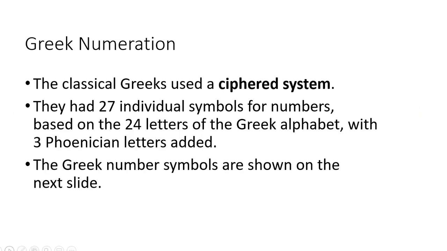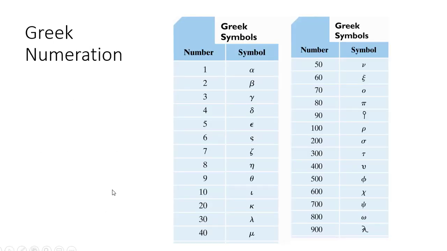Now the last numeration system we're going to talk about in this video is Greek numeration. The classical Greeks used a ciphered system. This means it had a lot of symbols. They actually had 27 individual symbols for numbers based on the 24 letters of the Greek alphabet, with 3 Phoenician letters thrown in there. So they have all the digits 1 through 9. So those are their ones place. And then in the tens place, they have a symbol for 10, a symbol for 20. All the multiples of 10 have their own symbol. And then in the hundreds place, all the multiples of 100 have their own symbol.